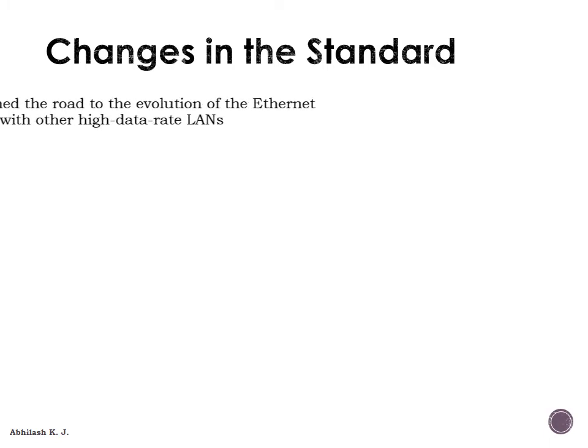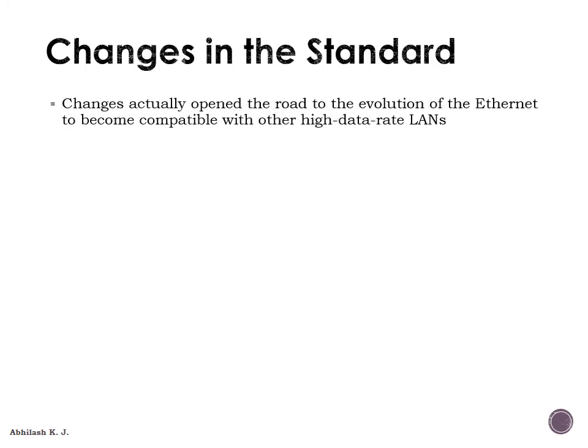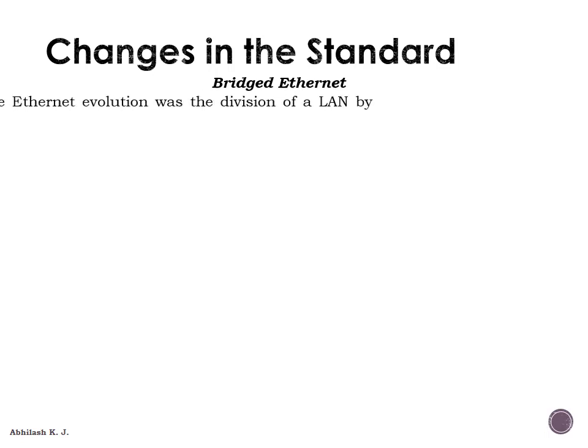So next we will consider the changes that have been incorporated into the standard Ethernet. The implementation is done in order to increase the data rate, at the same time reduce the collision as well as increase the performance of the system. The implementation is done in terms of three different cases: bridged Ethernet, switched Ethernet, and full duplex Ethernet. We'll consider one at a time. First one is bridged Ethernet.